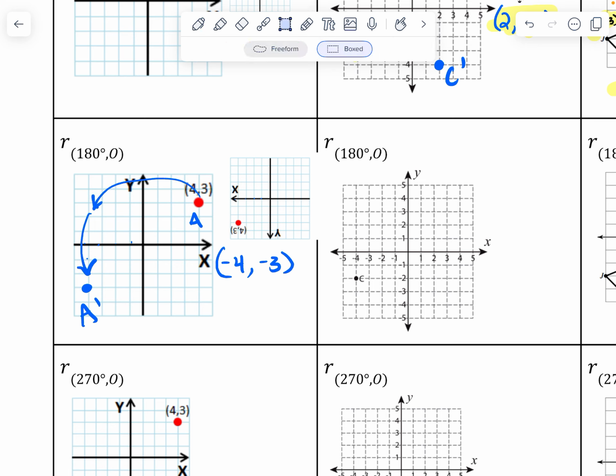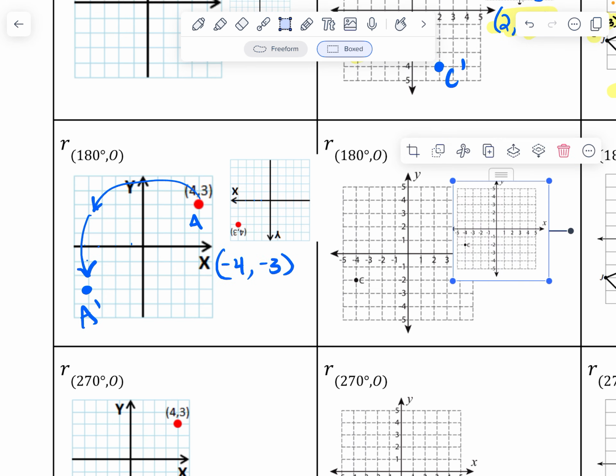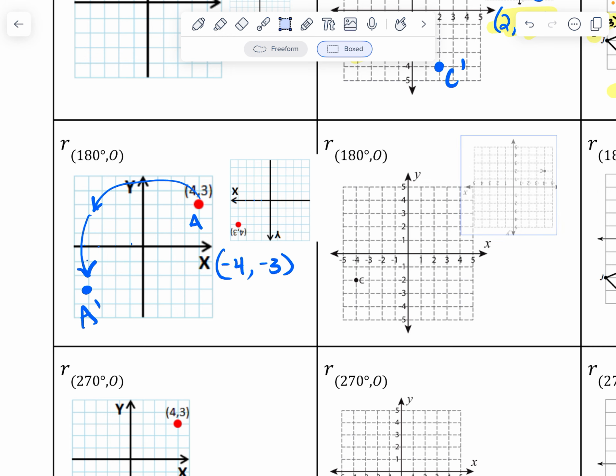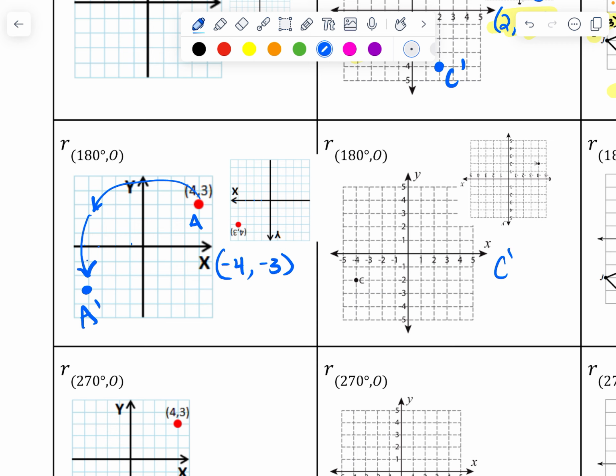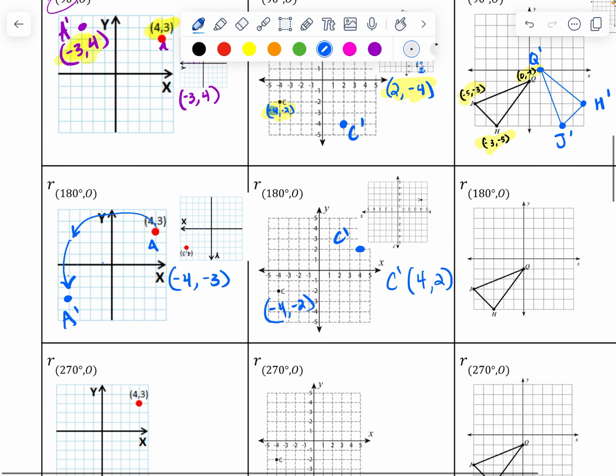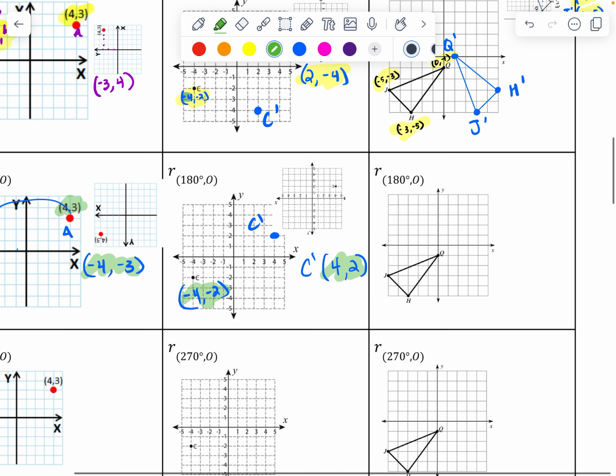Do it again. I have my point C. 1 rotation, 2 rotations. All right, where did C end up? So C prime is going to be at 4, 2. It started at -4, -2, and it ends at 4, 2 right here. Again, y'all, there's going to be a pattern here. The pattern between, let's do it in a different color, between 4, 3 and -4, -3, and -4, -2 and 4, 2. Pattern's a little easier to figure out on this one.